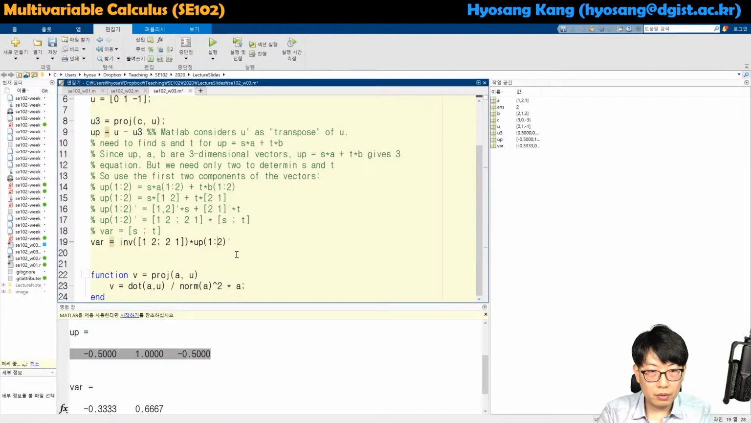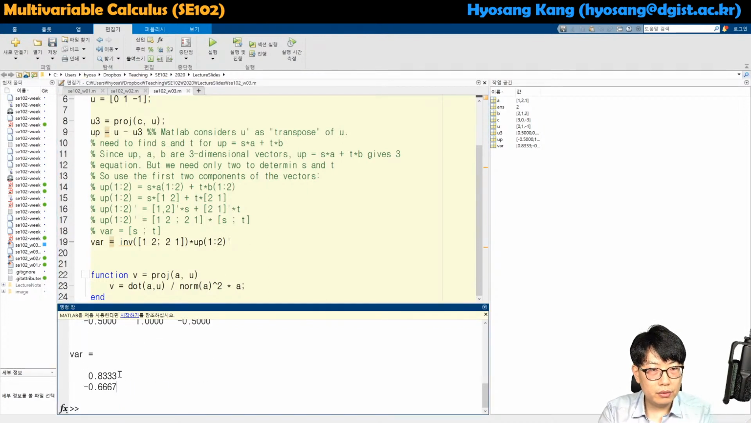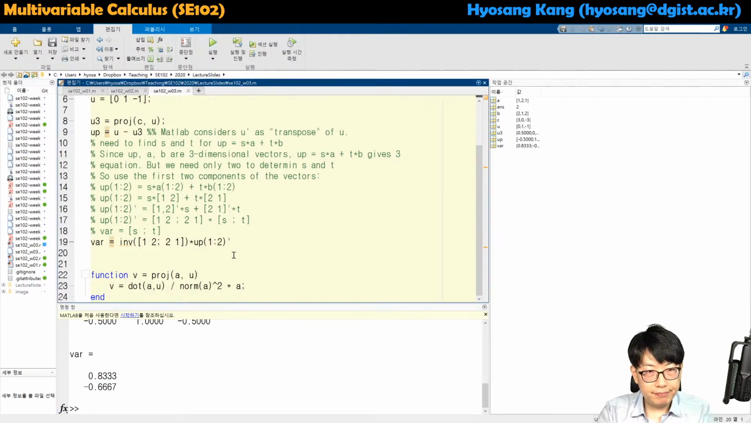Sorry, I forgot 1 to 2. Okay, yeah. So I got this vector. So above one is s and the below one is t. Okay. So let's see whether we actually did this correctly.